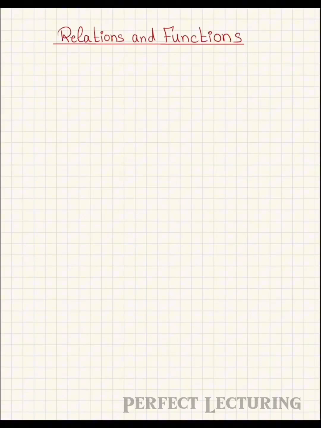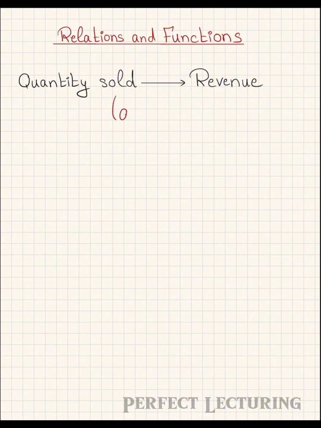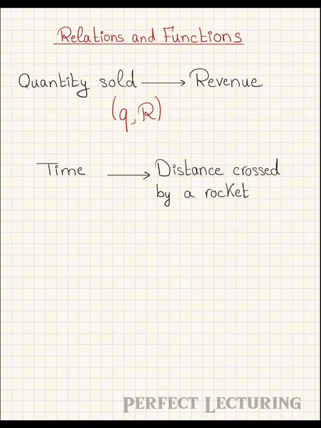Hi everyone. There are so many examples in our lives of quantities which are related to each other. For example, if I am selling a certain product, in order to know my revenue, I need to know the quantity sold. So given the quantity Q, I will be able to calculate the revenue R. This is another example. I can calculate the distance crossed by a rocket at a certain time t. So given time t, I will be able to calculate the distance d.